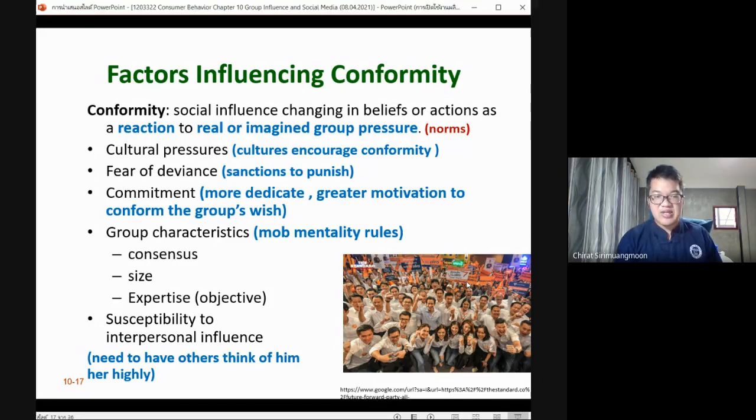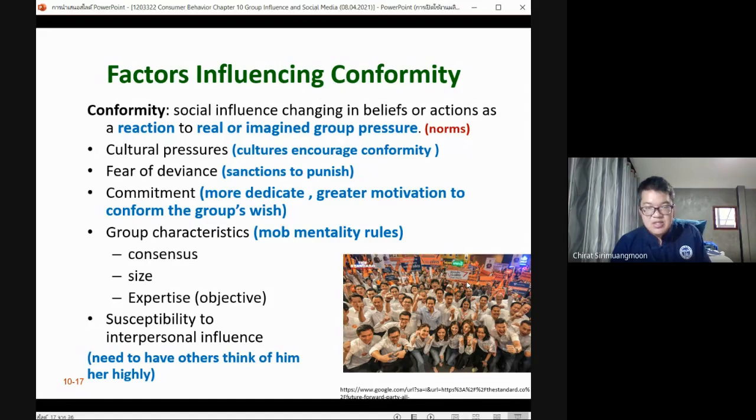Then fear of deviance. This is the basic thing that people don't want to be punished. They don't want to look bad to other people. So in order to avoid that, we need to conform or agree with something. In this case, you will not do bad things because you fear being different. So we call it fear of deviance.